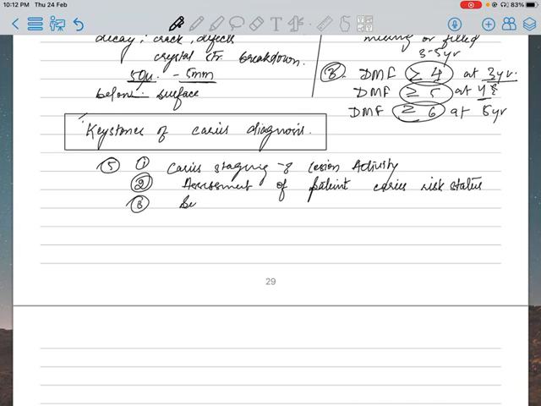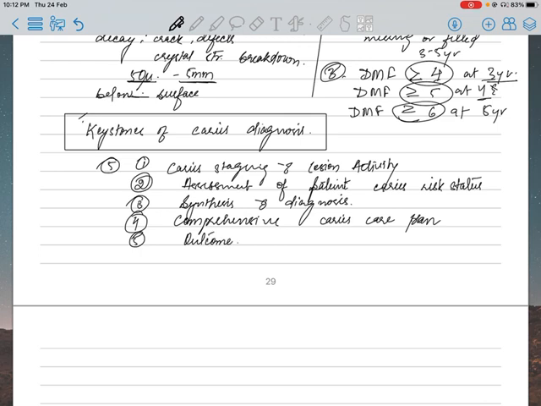Keystone 4 is the comprehensive caries care plan; the diagnosis was already done in keystone 3. And keystone 5 is actually outcome: what to recall and what to do. It was actually given by the International Caries Classification and Management System, ICCMS.